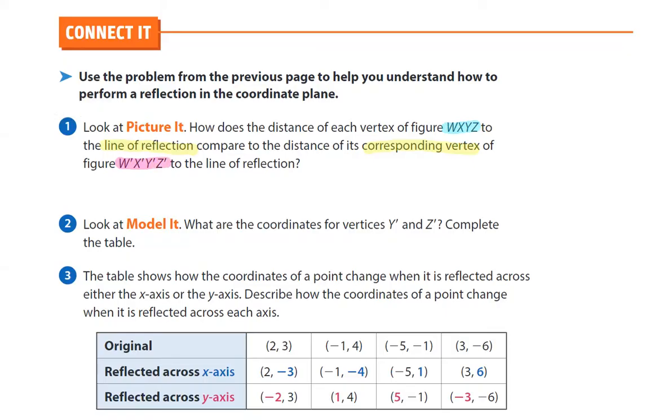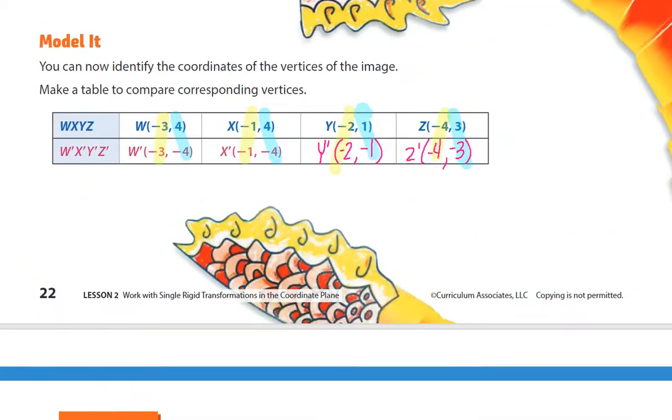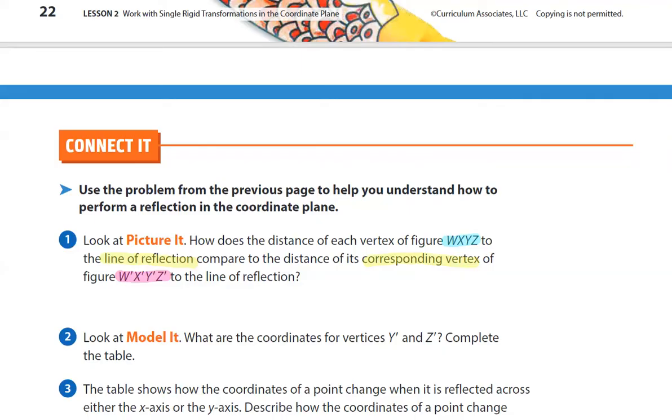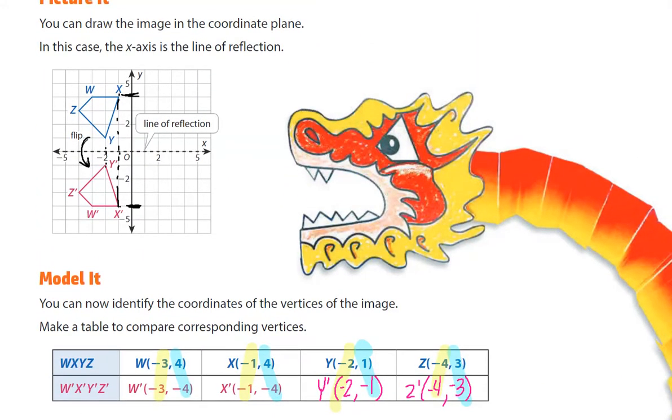So let's look at the distance. How does the distance of the corresponding vertex, how do they relate to each other? Okay, so let's check. Here are the corresponding points Y and Y prime. This one's one space away from the line of reflection. This one's one space away from the line of reflection. Z and Z prime: 1, 2, 3 spaces away from the line of reflection.